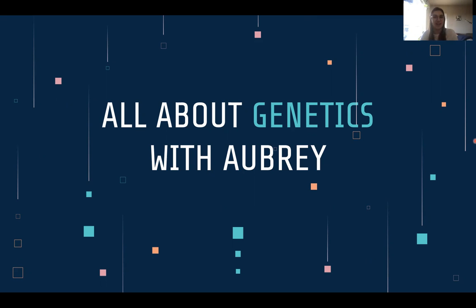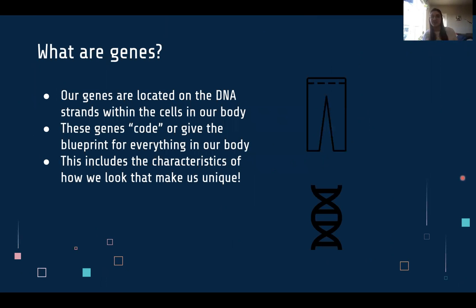I'm here to talk to you today about genetics. So what are genes? Our genes are located on our DNA, and that DNA is found within the nucleus of our cells. These genes code or give the blueprint for everything in our body. This includes the characteristics of how we look and what makes us unique. So they're not genes like your pants, they're genes like in our DNA.